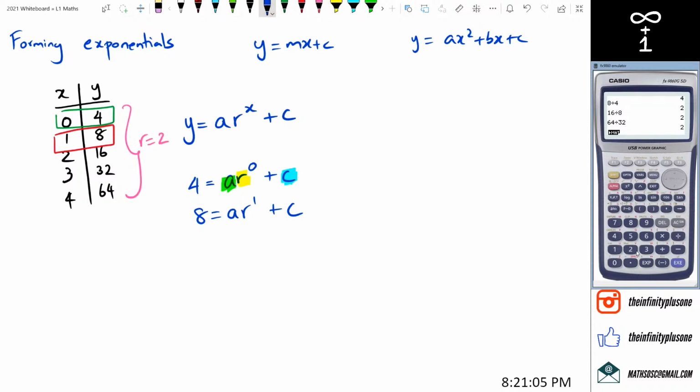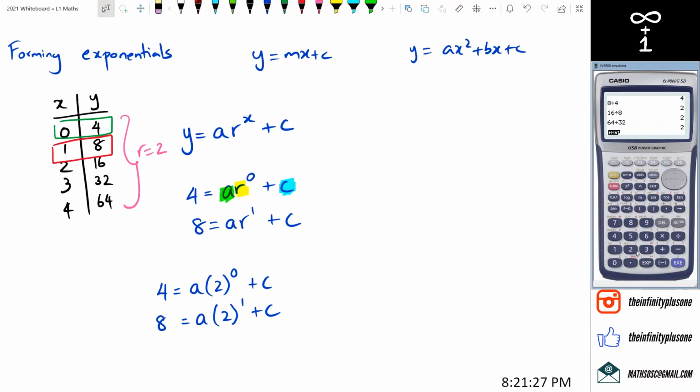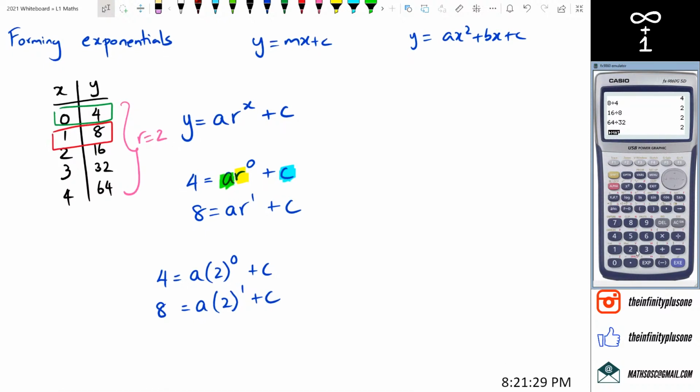So if that's the case, then we have two equations here. Our first equation is 4 is equal to A times 2 to the power of 0, plus C. Our second equation is 8 is equal to A times 2 to the power of 1, plus C. With that in mind, we can get rid of the 2 to the power of 0 and 2 to the power of 1, and rewrite it as 4 is equal to 1A plus C, because 2 to the power of 0 is 1, and also 8 is equal to 2A plus C.